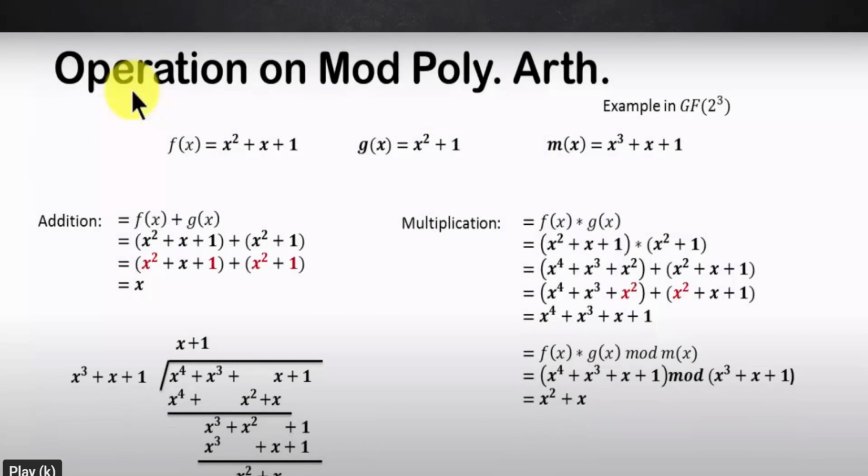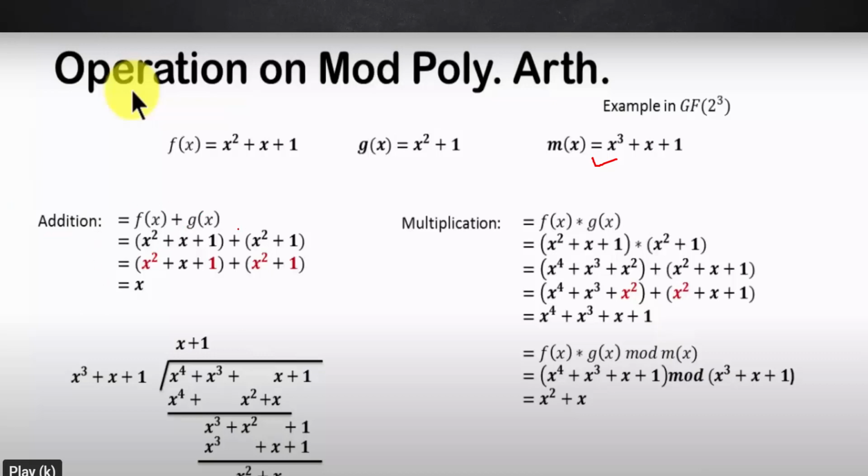Now we can consider addition and multiplication operations using these polynomials. Suppose f of x is x square plus x plus 1, g of x is x square plus 1. Here m of x is actually that irreducible polynomial. We can make use of it in case of a multiplication operation. If the resultant product exceeds our Galois field order, then we need to perform a further modulo operation using this irreducible polynomial. So for addition, here it is f of x plus g of x.